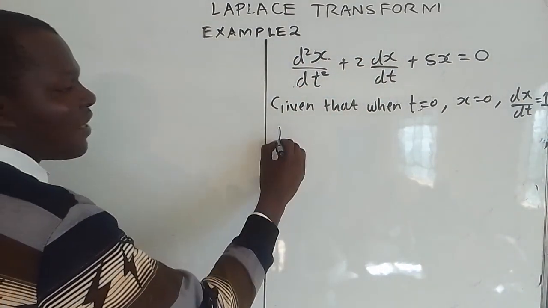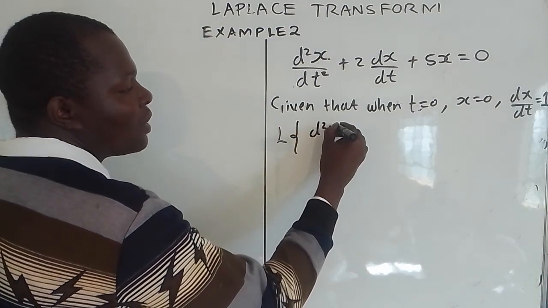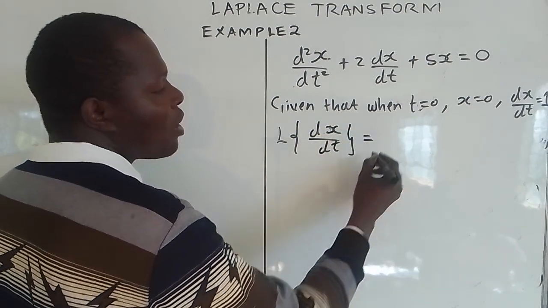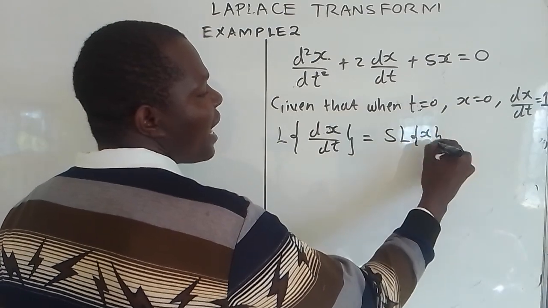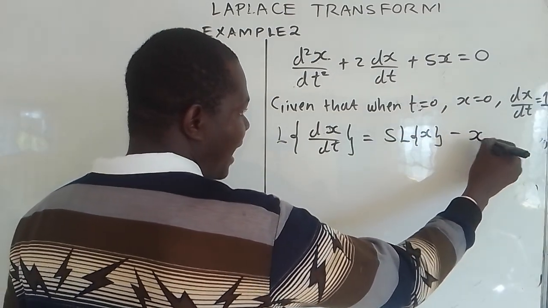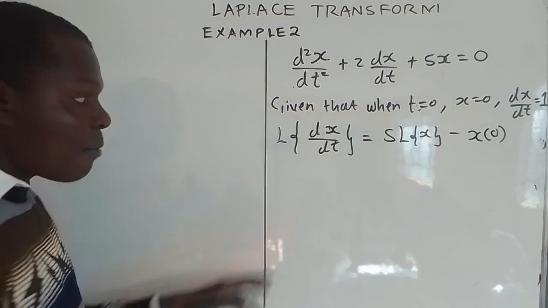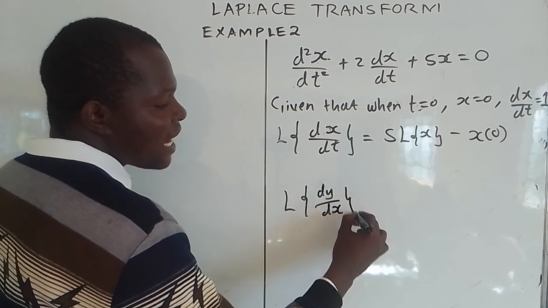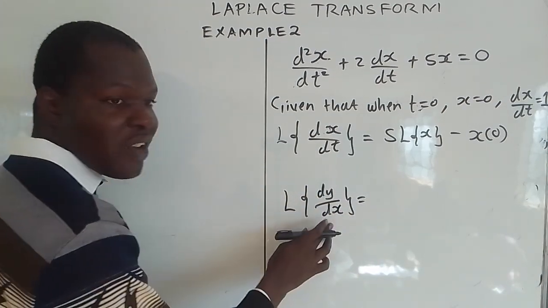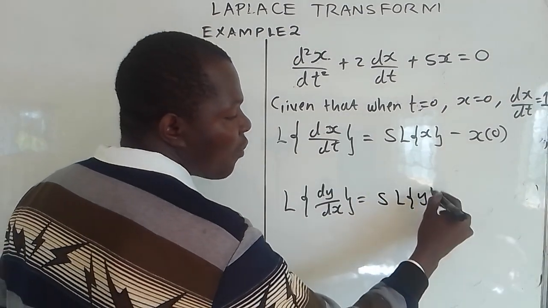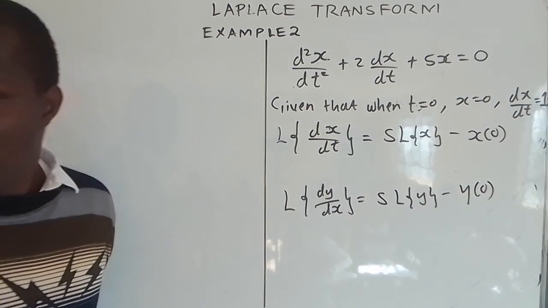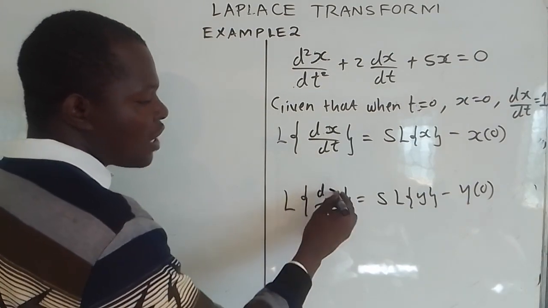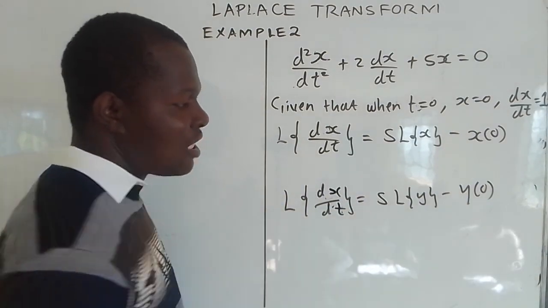So you know very well that the Laplace transform of dy over dx, this is dx over dt, is given by what? The Laplace transform of y minus y of 0. This is what we had, isn't it? But now that means where there is y, you put x, and where there is x, you put t. So that is what it means.